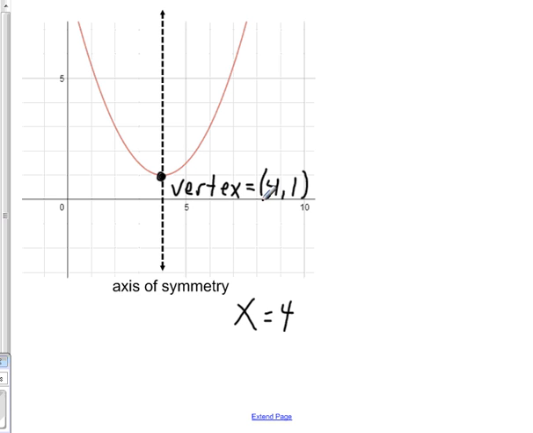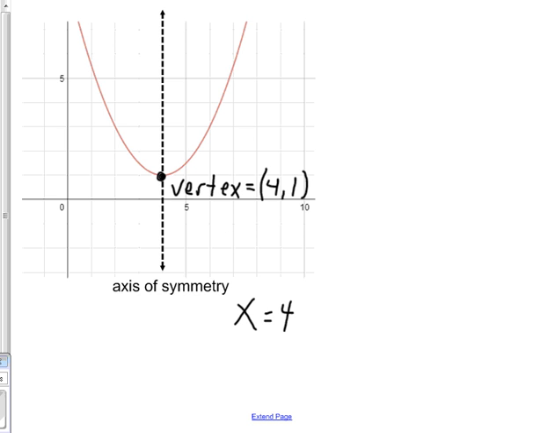And one thing you'll notice when you're looking at axis of symmetries is it's always the x value of the vertex. So how far up and down it is doesn't matter. Since it's a U shape, it's going to cut it right at that vertex, so it's going to be x equals that x value of the vertex.